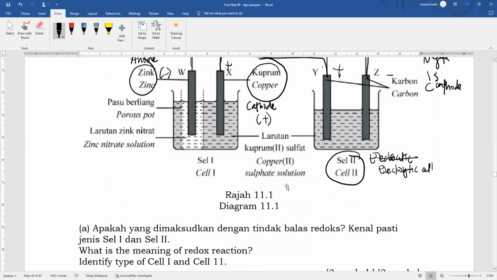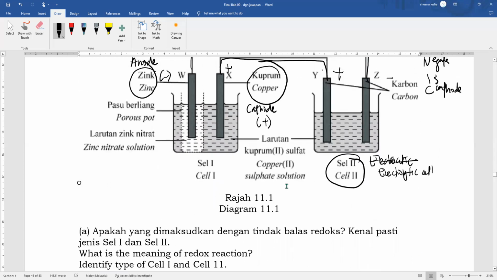Yes, okay, teacher. So identify the type of cell 1 and cell 2. Cell 1 is what cell? Voltaic cell. Very good. And cell 2? Electrolytic cell. Okay, yes, correct.